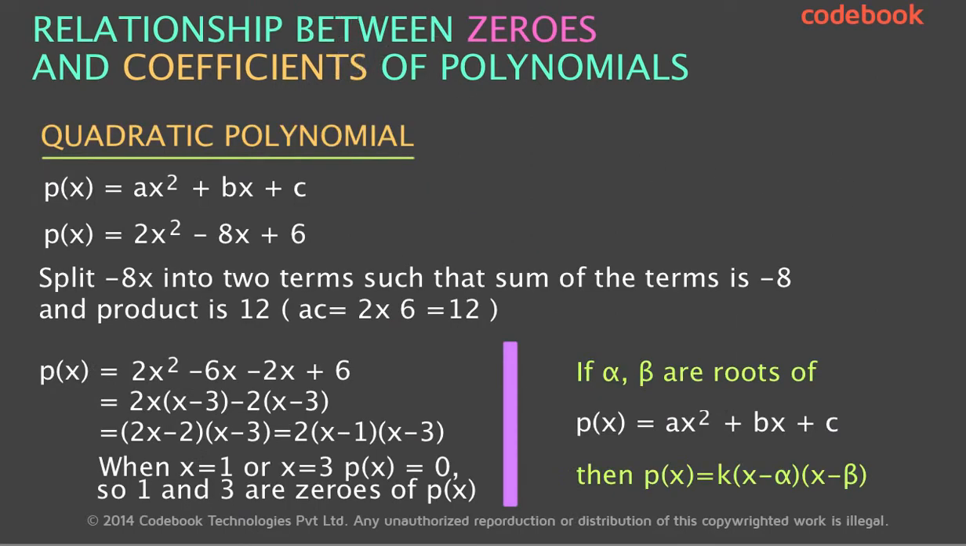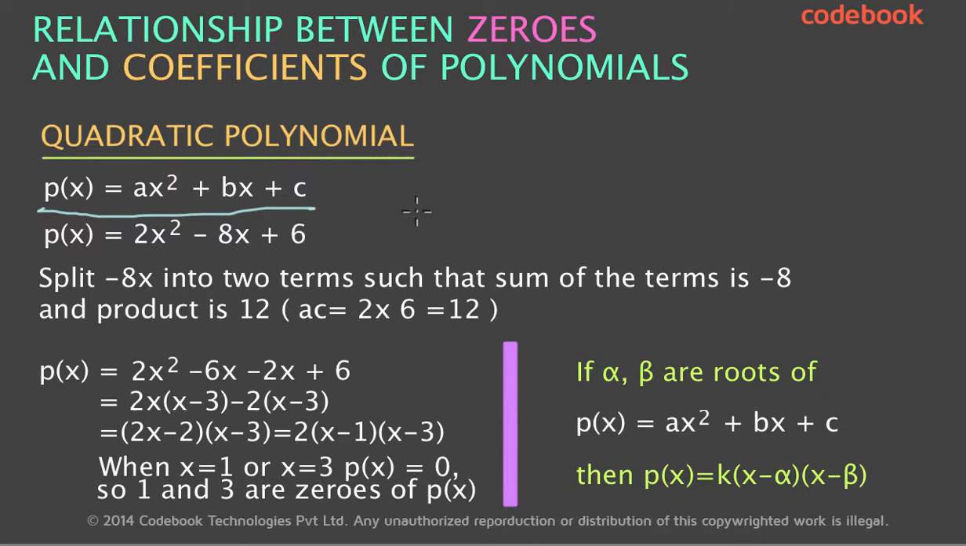Next we will look at the relationship between zeros and coefficients of a quadratic polynomial. Okay. So let's consider the quadratic polynomial ax square plus bx plus c. So that is the general form of a quadratic polynomial. Let's take an example, 2x square minus 8x plus 6.